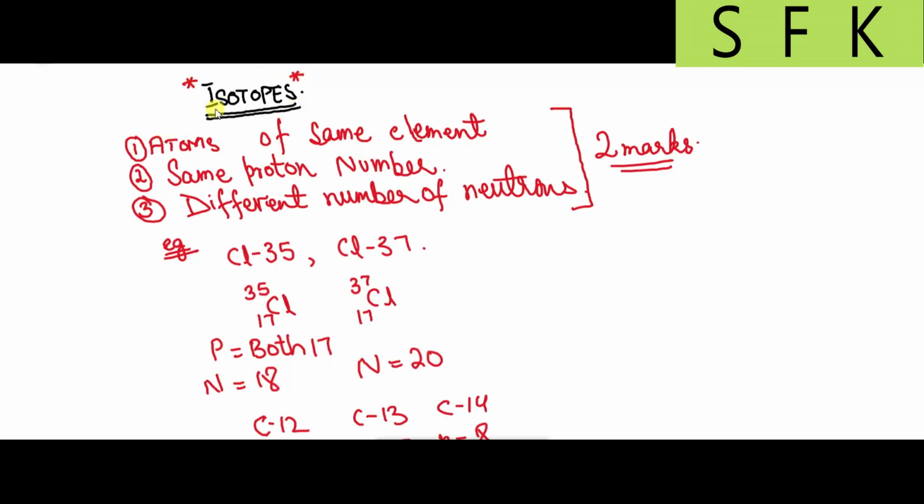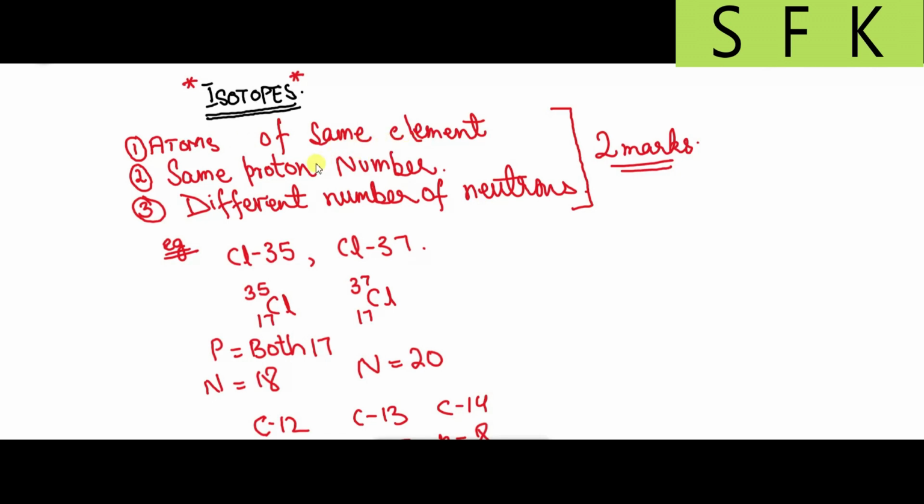Isotopes. Let's define isotopes. This definition is very important. It comes for at least 2 marks, and I've seen it several times being asked in past year papers, so you must learn it, okay? And these are three points that cover the entire definition. Isotopes are basically atoms of the same element. This is important. They cannot be of different elements.